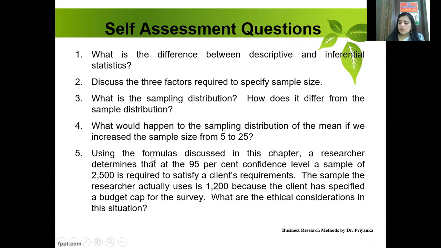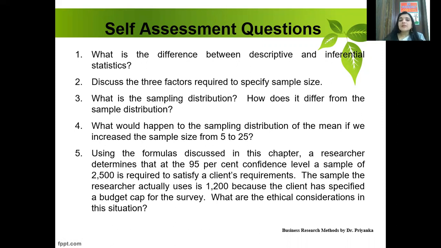Then last is using the formulas discussed in this chapter. A researcher determines that at 95% confidence level, a sample of 2500 staff is required to satisfy a client's requirements. The sample the researcher actually uses is 1200 because the client has specified a budget cap for the survey. What are the ethical considerations in this situation? It is commonly done in business research to be conducted with sample sizes that are less than ideal, but it depends whether you have conducted the survey well or not. So it is not a big problem. People generally do that when you go for research surveys through agencies.